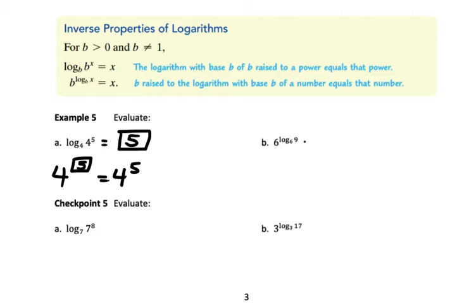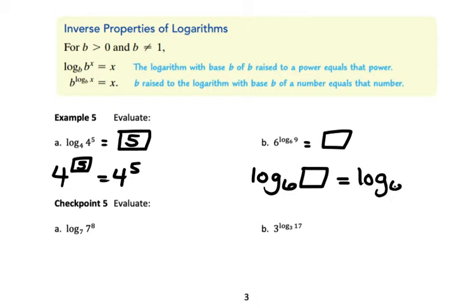So if I were to put a box here again, and this time I'm going to rewrite it into log form. So this is log base 6 of the box equals the exponent, which is log base 6 of 9. And now I can clearly see that the only thing that would work in the box is 9, because I have the same base. In order for the logs to be equal, these two numbers would also have to be equal. So my answer here is 9.